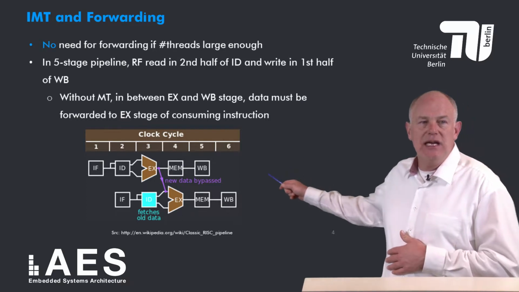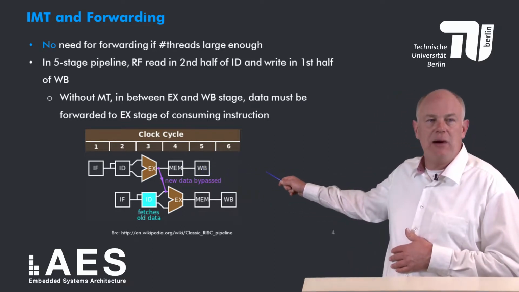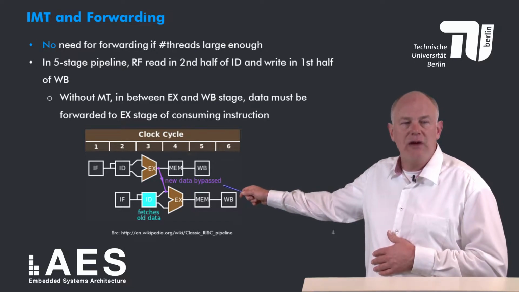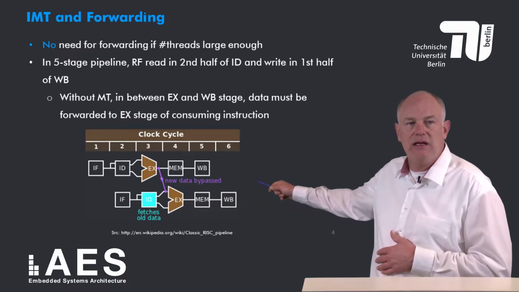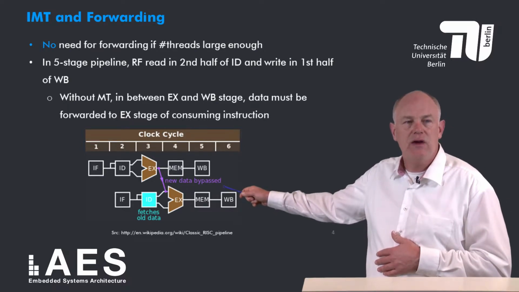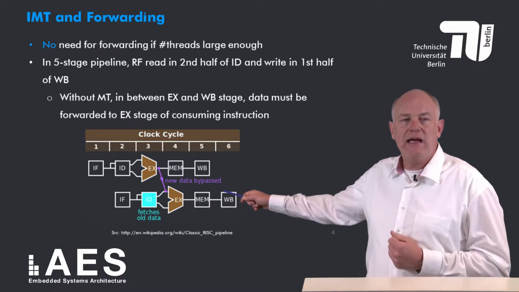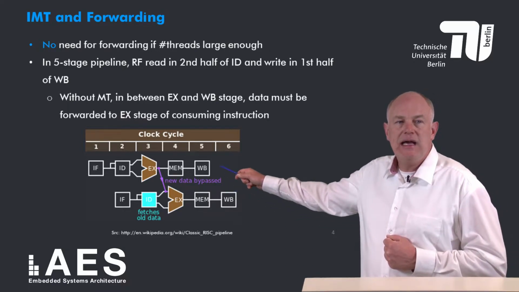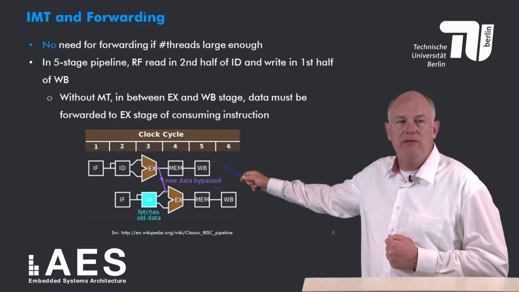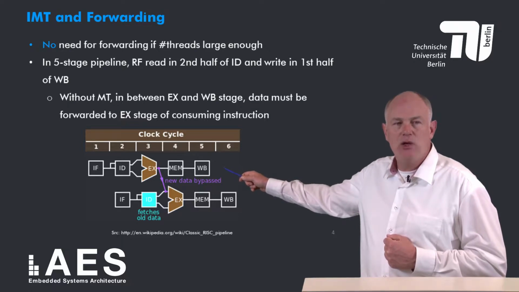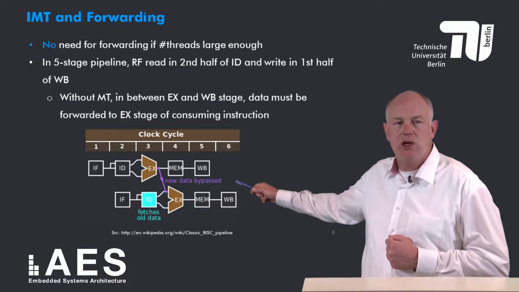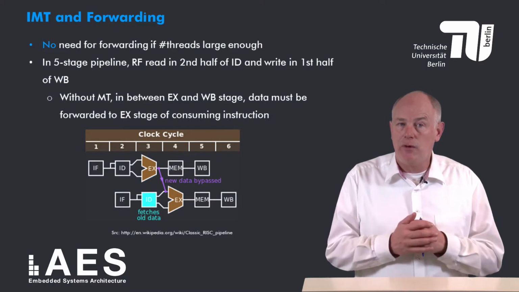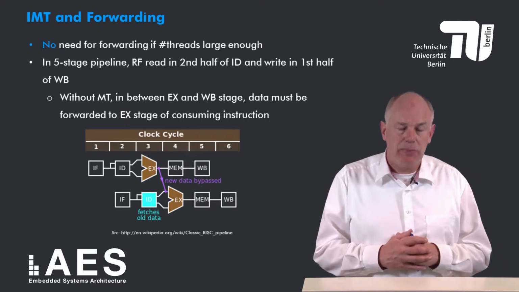This is illustrated here, which again shows our 5-stage pipeline. In cycle 3, this instruction reads data from the register file, and so that it gets the right data, the result from the previous ALU execute stage must be forwarded to the execute stage of this instruction. This shows the need for forwarding in the canonical 5-stage pipeline.